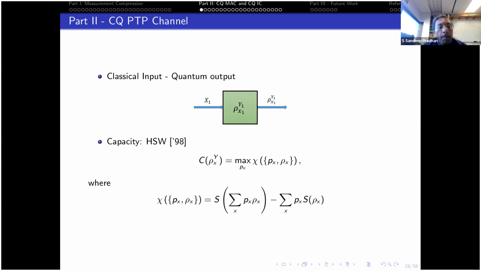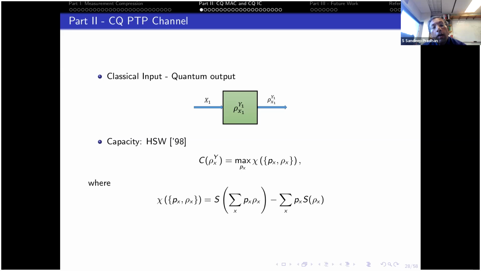And the model that we have is given by what we call a CQ channel, which takes a classical input and produces a quantum output. This model can be extended to a fully quantum system where we take a quantum input and produce a quantum output. But as a first step, we will look at this simpler situation, where many of the intuitions from the classical setup can be translated.